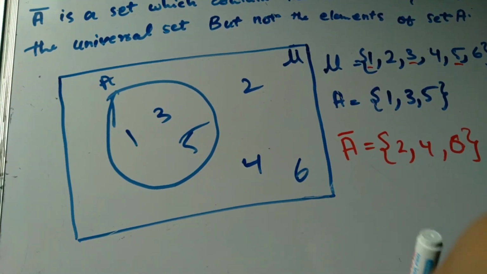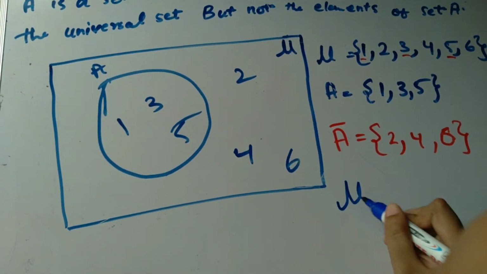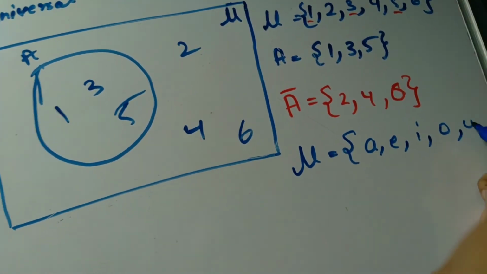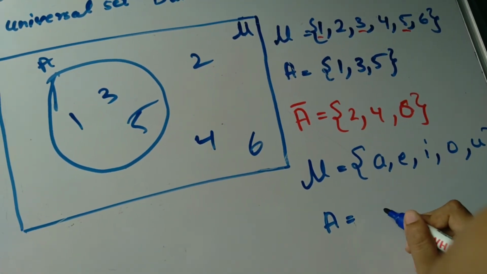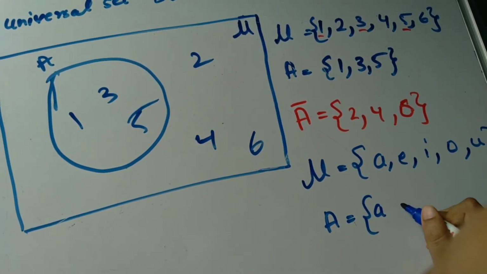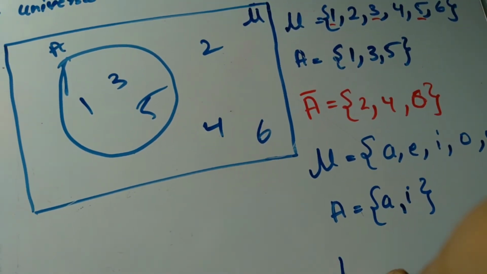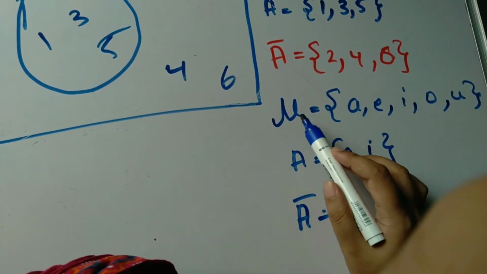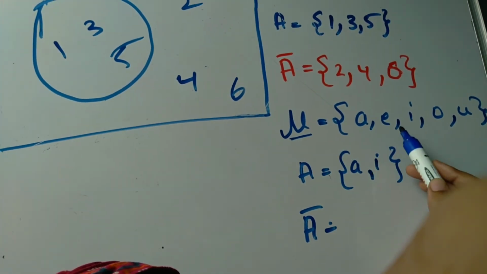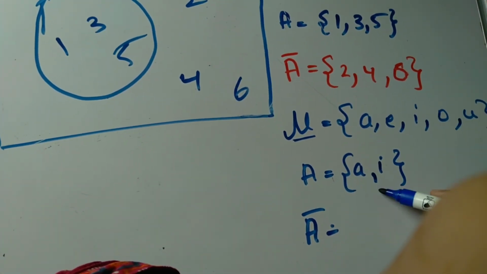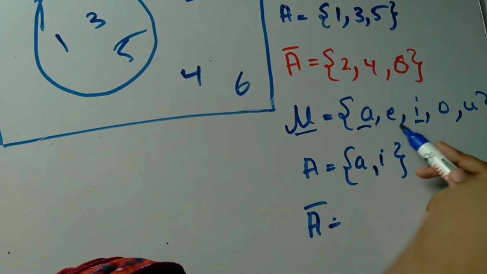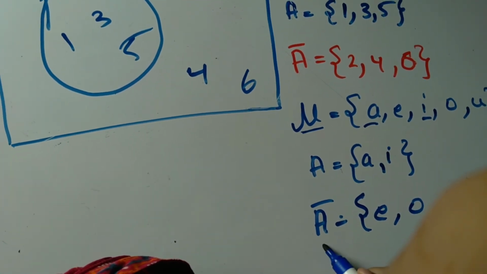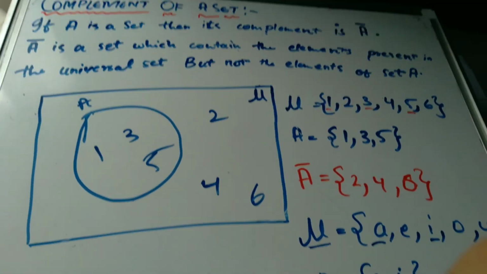Let's take another example. Let the universal set be A, E, I, O, U, and here A is A, I. Then what is A complement here? You have to leave the elements of A and write all the leftover elements of the universal set. So what are the elements of A? A and I. Then what are the rest of the elements? E, O, U. So A complement is E, O, U. So are you clear with this concept?